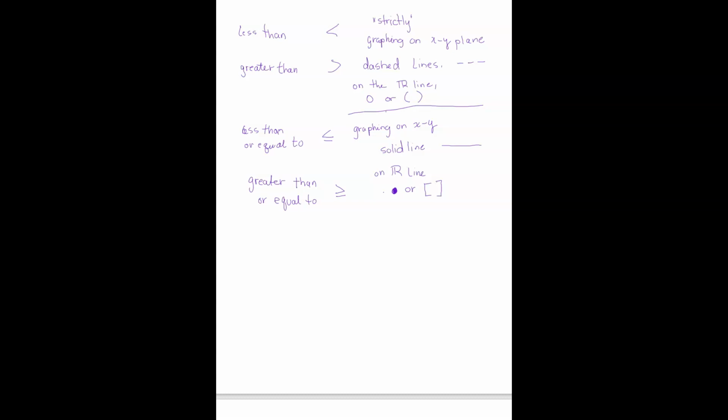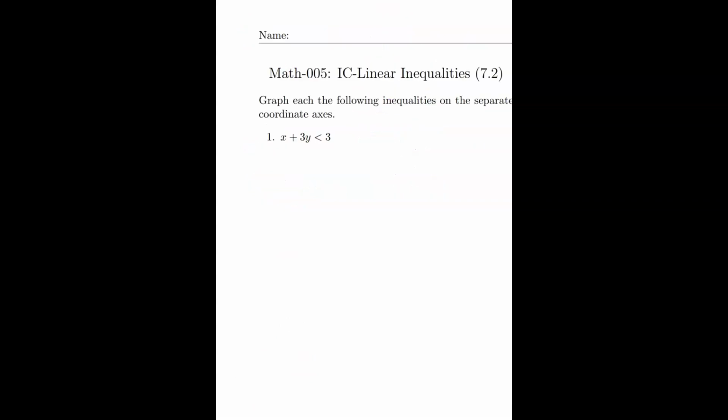All right, so let's go ahead and I'm going to go to our in-class 7.2, and we're asked to graph each of the following inequalities on separate coordinate axes. So I'm going to do one, see if there's any others that I really should show you, and then I'm going to expect you guys to work on this on your own. In this case, I have x plus 3y is going to be less than 3.